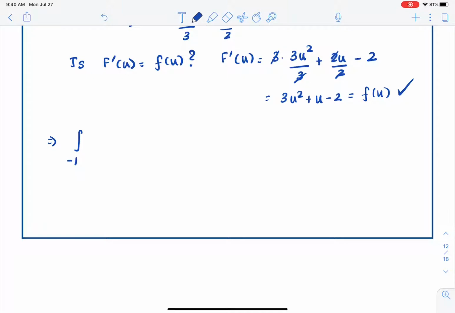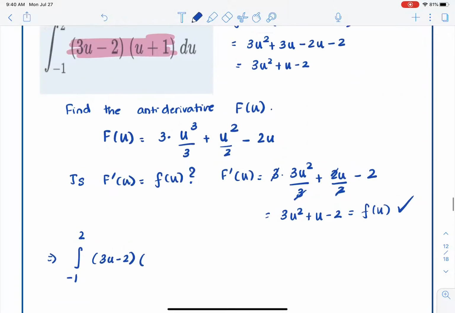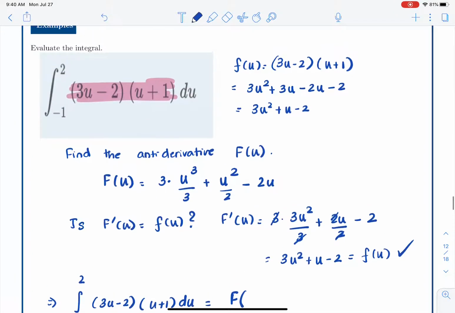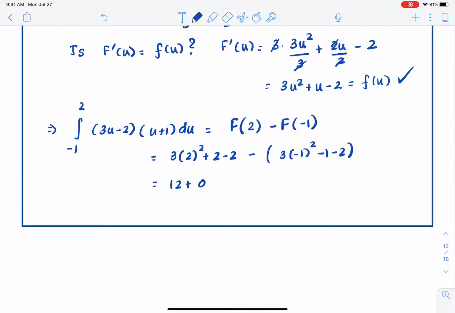So the integral from minus 1 to 2 of 3u minus 2 times u plus 1 du is simply uppercase F evaluated at 2 minus uppercase F evaluated at negative 1. So you have 3 times 2 squared plus 2 minus 2, minus 3 times minus 1 squared minus 1 minus 2. So 4 times 3 is 12. 2 minus 2 is 0. Minus 3 minus 3, which is 0. So the answer is 12.